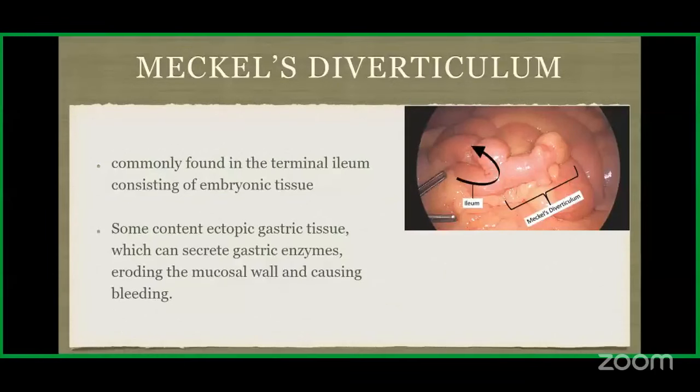Coming to Meckel's diverticulum. Meckel's diverticulum is actually embryonic tissue commonly found in the terminal ileum. Some of these cells contain ectopic gastric tissue, which secretes gastric enzymes, which erode the mucosal wall, causing bleeding.